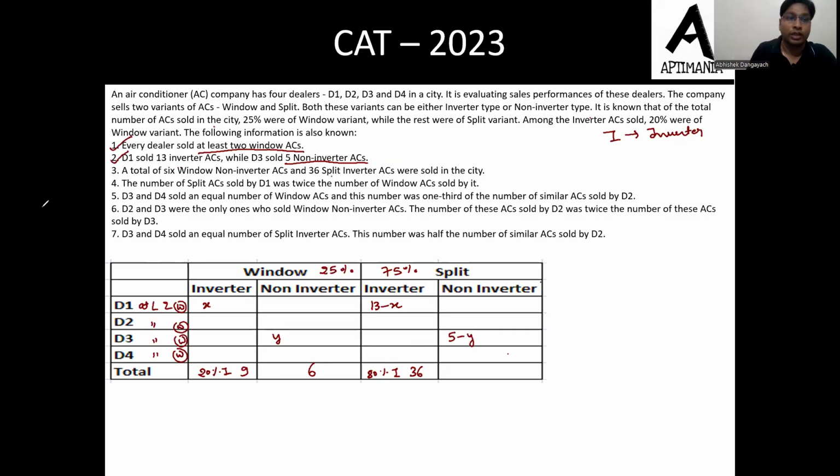So we have got these values. So we can remove this variable. The fewer the variables, the easier it will be to solve. So since this value is directly given to us and we already knew that the ratio between inverter window and inverter split was 1:4.